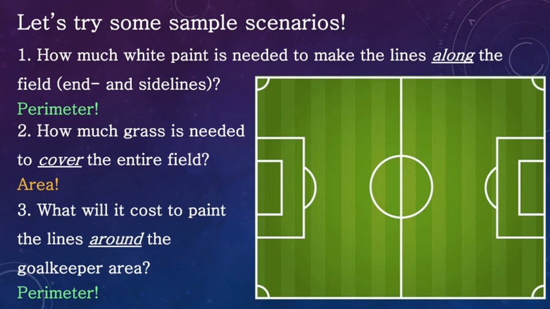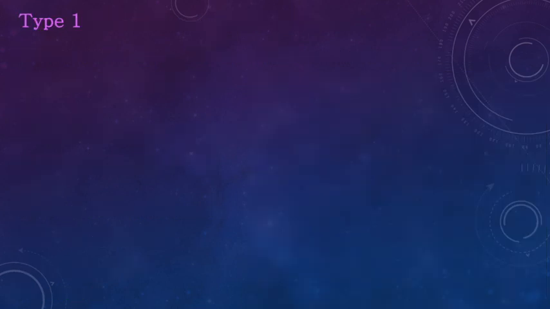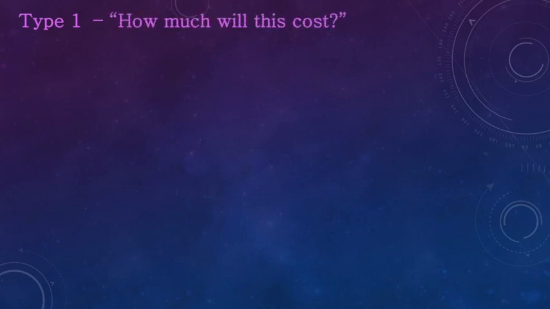So let's start with the actual examples. We're going to look at 3 types. This is what I've broken it down into. All right, so we're going to start with type 1 over here, our easiest type and one that you'll see quite often. What I call this one, it's how much will this cost?